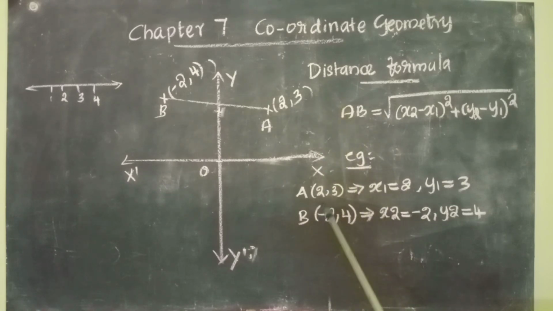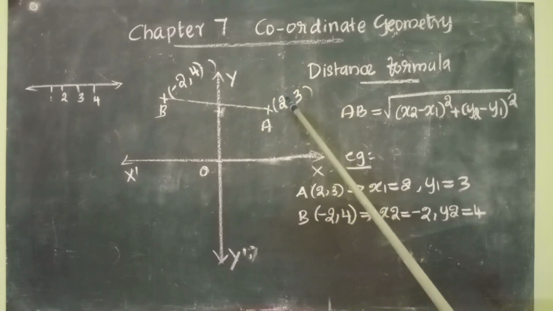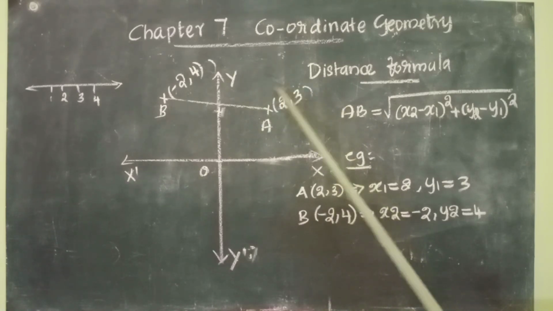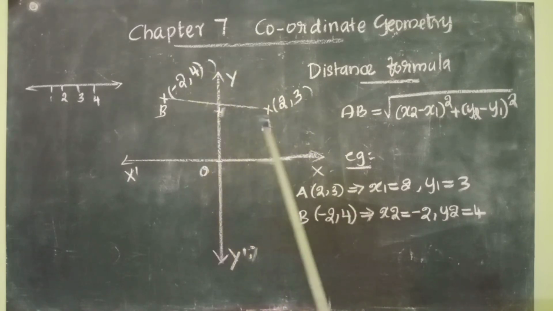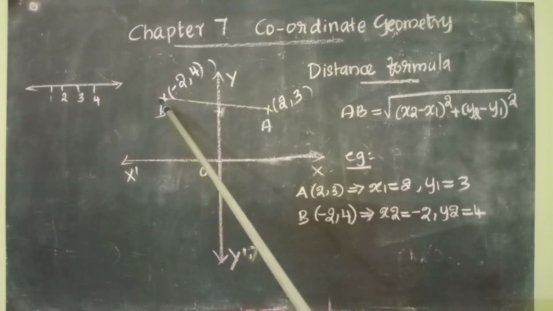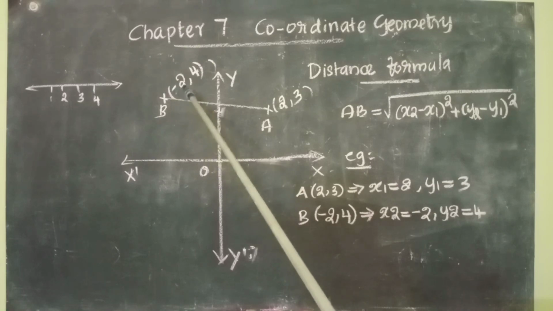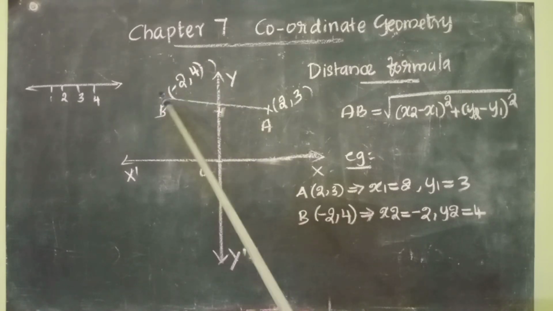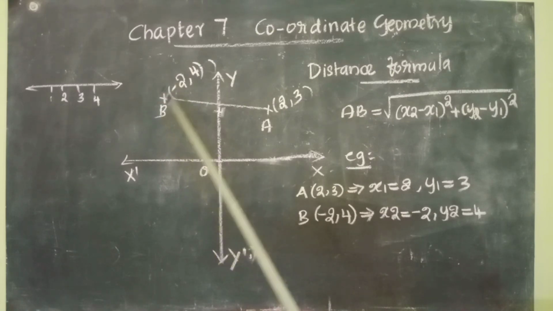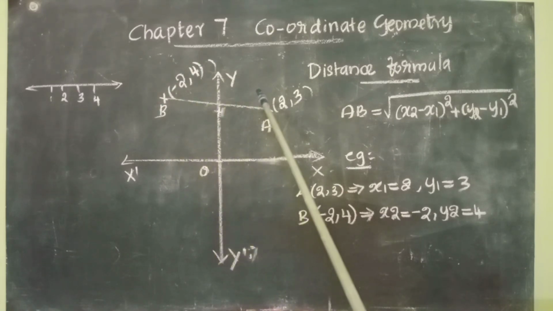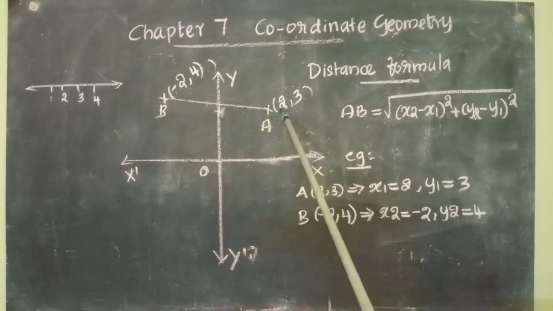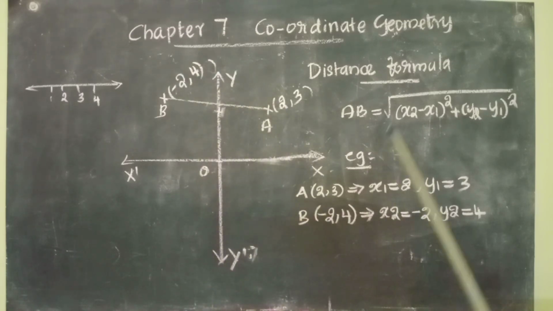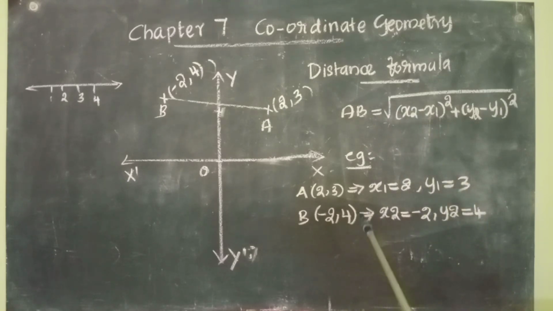It is not compulsory that you have to take A as x1, y1 and B as x2, y2. You can select B also as x1, y1 because we know the distance between A to B is same as B to A. So you can consider any point as the first point and any point as the second point. So we can use this formula to find out the distance between A and B.